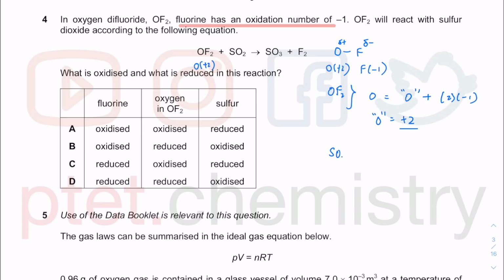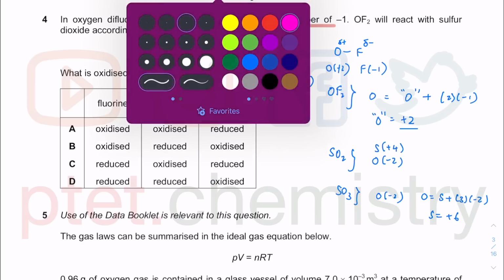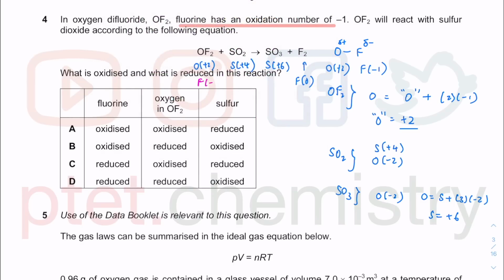In sulfur dioxide, our oxygen is -2 and our sulfur is +4. You can see the overall compound comes down to 0 oxidation number. In SO3, we have oxygen -2 again, and the overall compound is 0 oxidation number. If you want, I can show you the math, but you should be able to do these oxidation numbers as part of your O-level, GCSE or IGCSE chemistry. Now I have fluorine as an element, so there's fluorine 0 oxidation number. So there was fluorine -1 there.